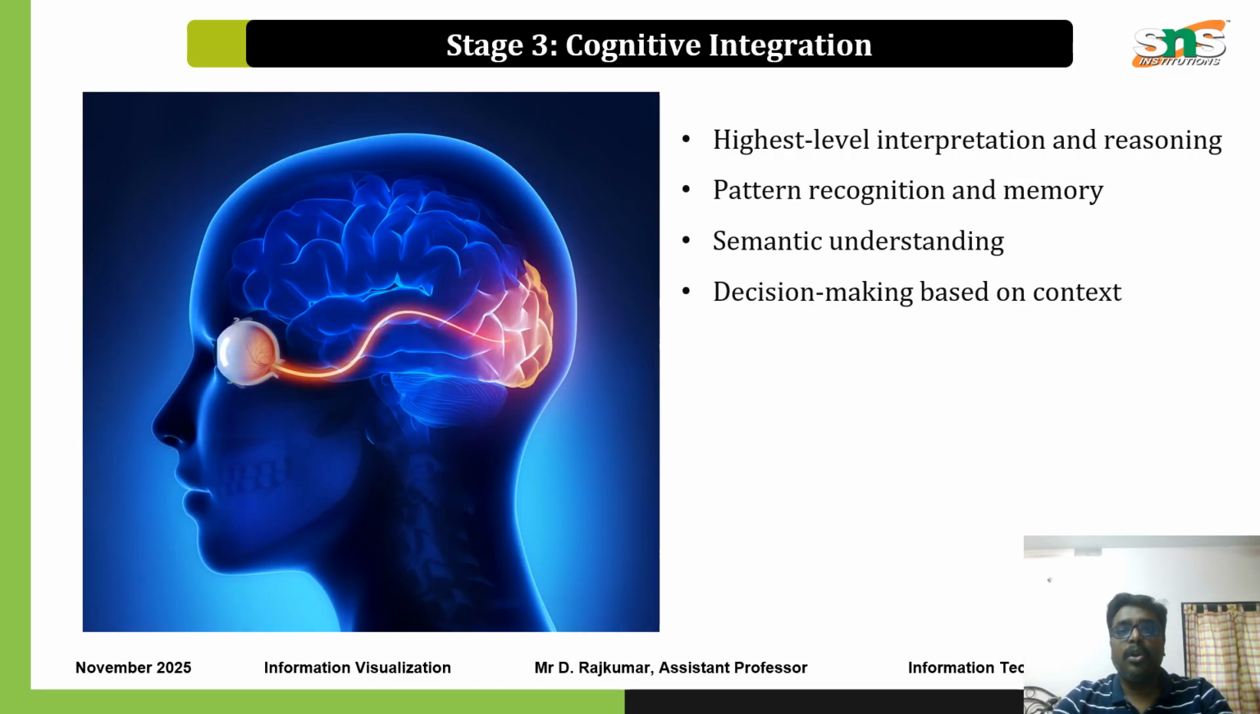The next one is cognitive integration. This is the highest level of interpretation and reasoning. It works with pattern recognition and memory. Next is semantic understanding: whatever we look at, adding meaning to it and understanding it better helps with semantic understanding. Based upon what we have understood, next comes decision making based upon context. This is how our eye and brain work hand in hand to perceive information.